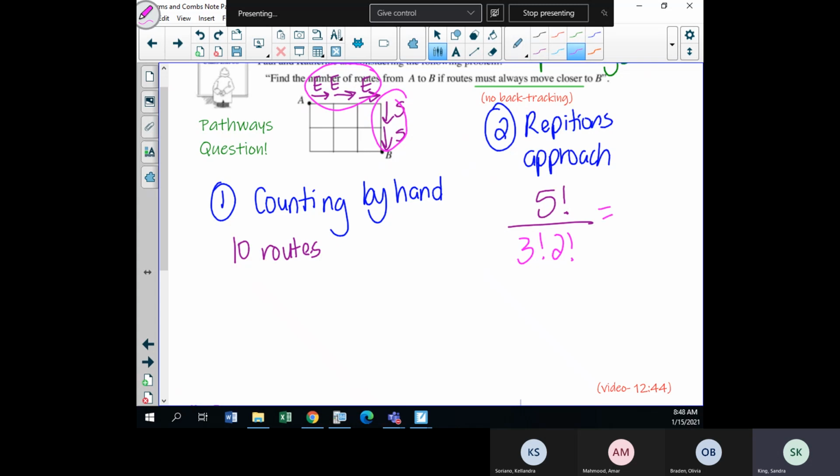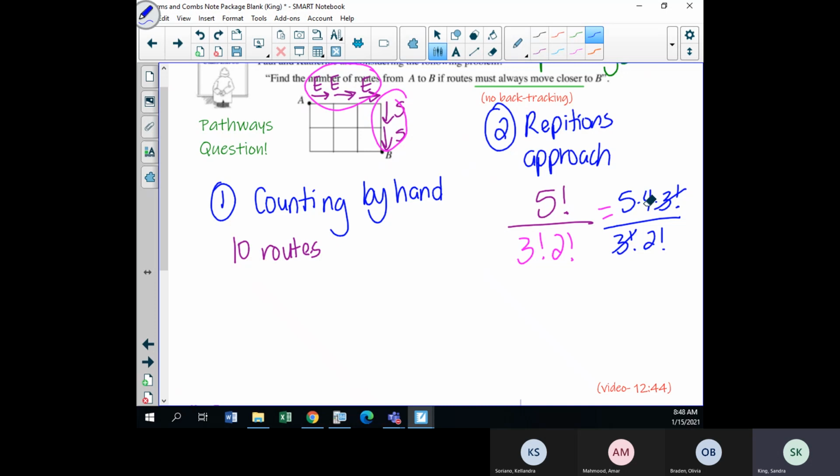Let's just do this one by hand. 5 factorial, let's unzip it until we get to 3 factorial. So 5 factorial is 5 times 4 times 3 factorial, just so we can do this in our head. That's being divided by 3 factorial, 2 factorial. 3 factorial will cancel. And what we have is 5 times 4, which is 20. 20 divided by 2 is 10. There's 10 routes.